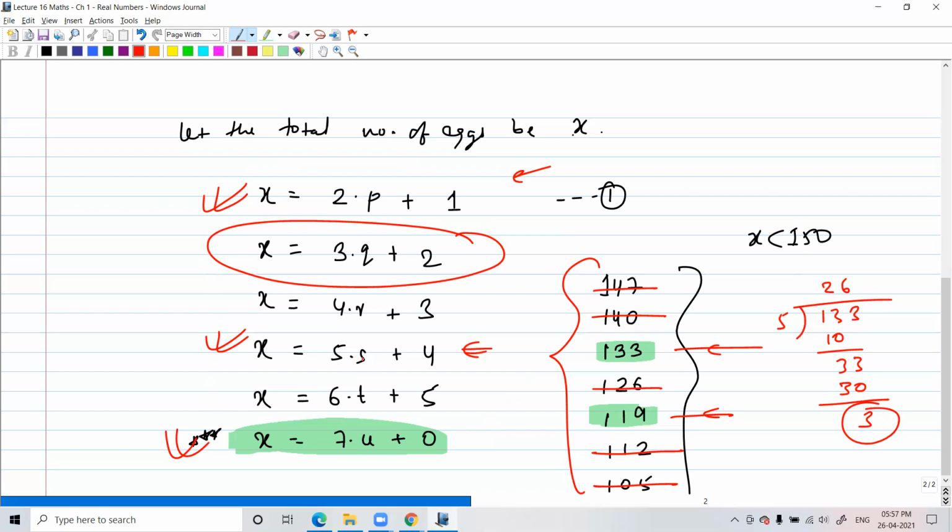But what did I say? What did the guy say? If you divide it by 5, the remainder should be 4. That means this can also be eliminated. Now what is remaining? Only 119 is remaining.